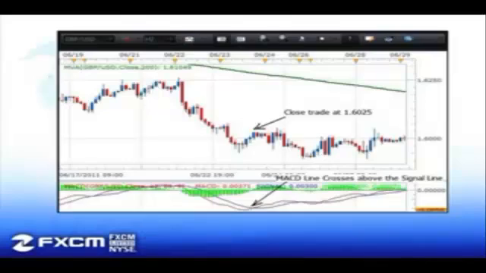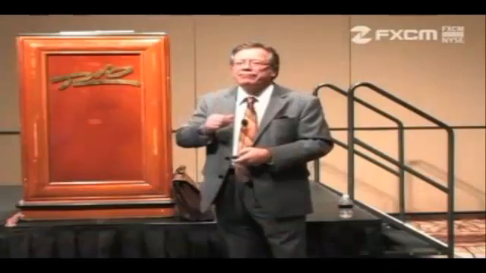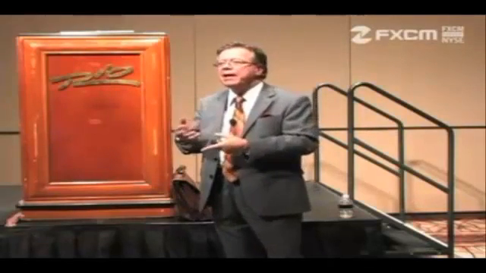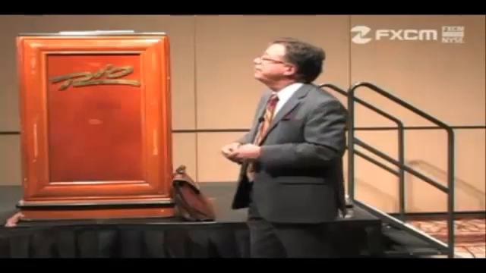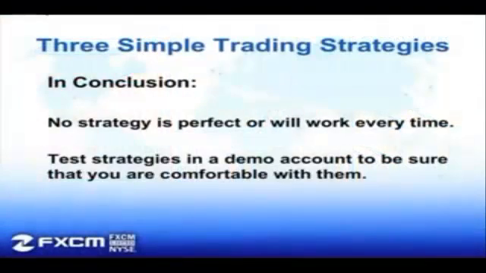Like I say, a little bit more to wrap your head around, but if you do this a few times, you can get the feel for it pretty readily. What I encourage people to do with these strategies, in the wrap-up here: no strategy is perfect or will work every time. I said that quite a bit, and I want to definitely drive that point home. And test strategies in a demo account to be sure that you are comfortable with them.